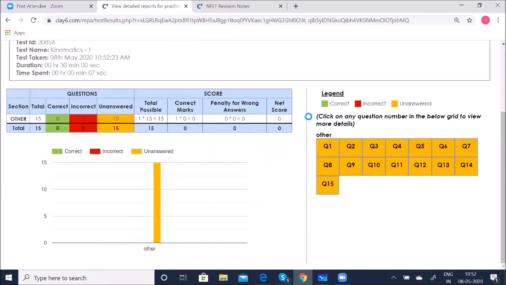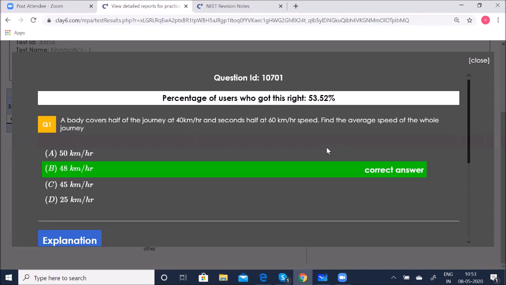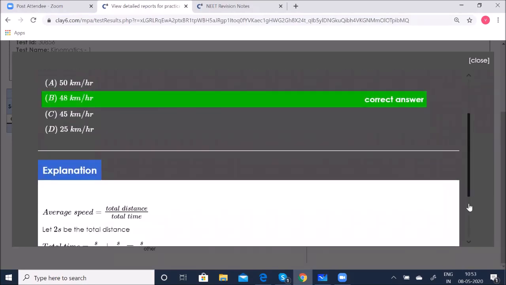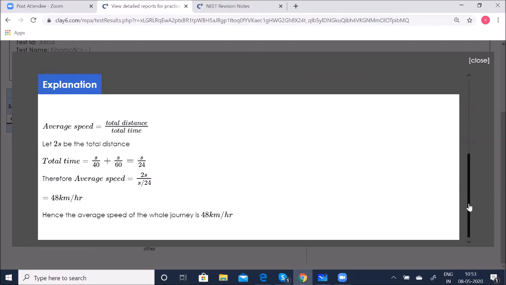But otherwise, correct questions will be green in color, incorrect will be red in color, and unanswered will be yellow in color. So you can check your answers. Whichever is incorrect, you can click on that box. Suppose question 1 was incorrect, you can go and check that. See, the question is here and the explanation is also there, scroll down. You can see the explanation part given here and you can verify your answers. So that is how you take the test and finally end it.